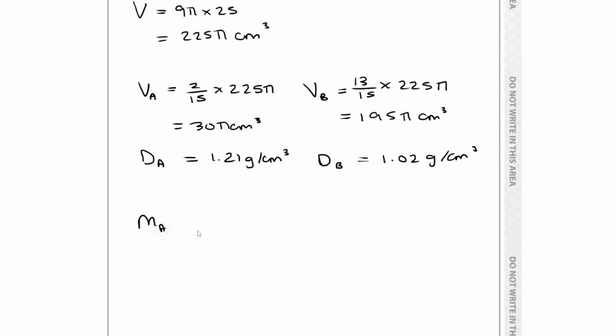So the mass of A is 30 pi times the 1.21. Hang on, let me just check the comments. If you got 71, that's pretty close. Do you think it was maybe a rounding error? Did you round anything too soon? Because that's pretty close, isn't it? 73, that's pretty close. You might have done the right method and then maybe just rounded it too soon. I don't know.